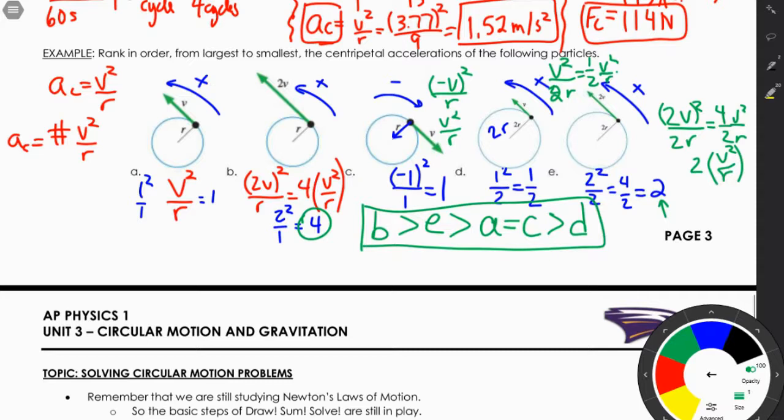Okay, so the last thing we have to do in this unit is simply doing some problems using the centripetal force and see how it acts.